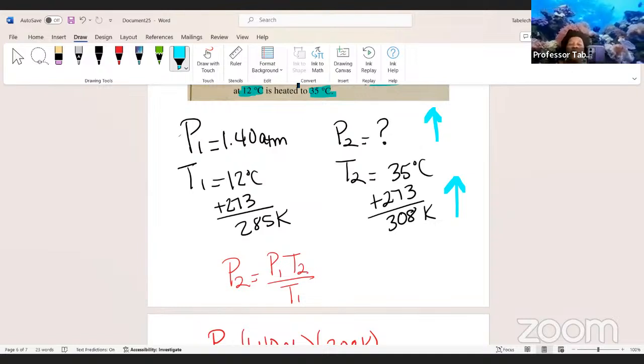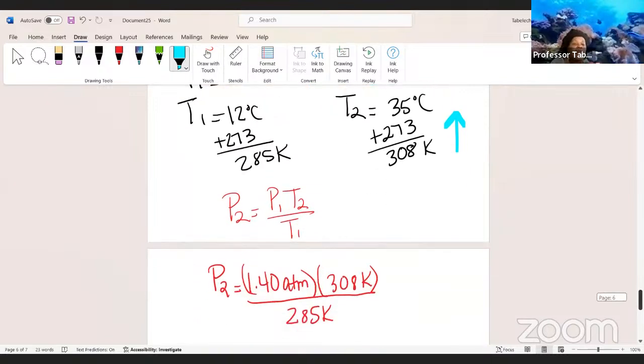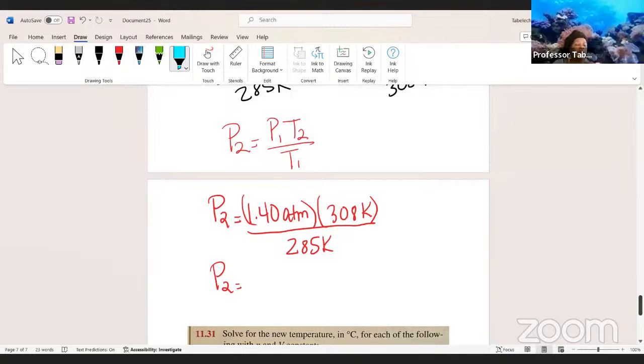As you guys will know, your temperature is increasing slightly. So guess what? Your pressure is also going to increase slightly. Okay. So we can kind of guesstimate. It's going to be close to 2, but not at 2. Okay. So let's plug these numbers in.